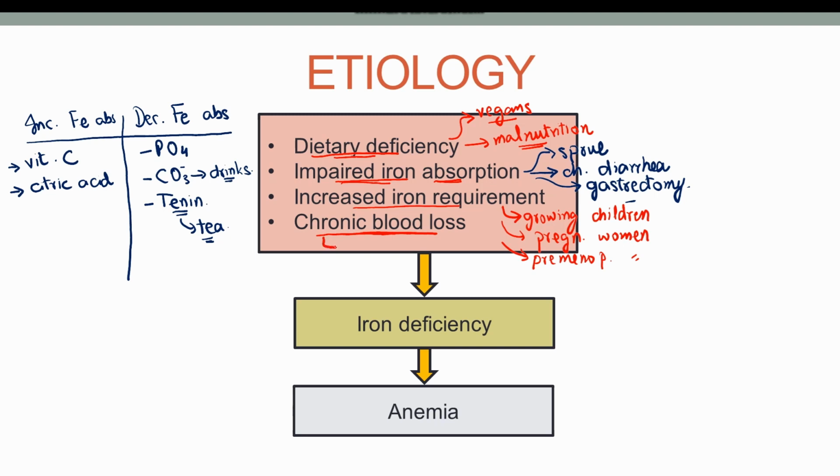So the causes of chronic blood loss include menorrhagia, which means excessive menstrual bleeding, and gastrointestinal tract bleeding. The gastrointestinal bleeding could occur due to presence of a peptic ulcer, or in certain cases in colorectal adenocarcinoma. So all of these factors ultimately lead to deficiency of iron in the body, which results in iron deficiency anemia.